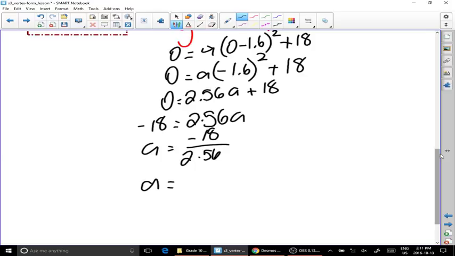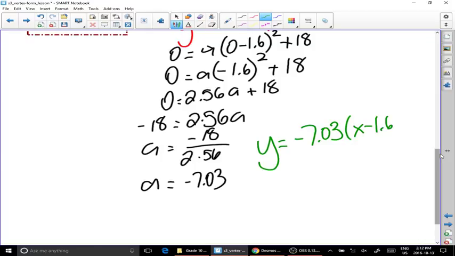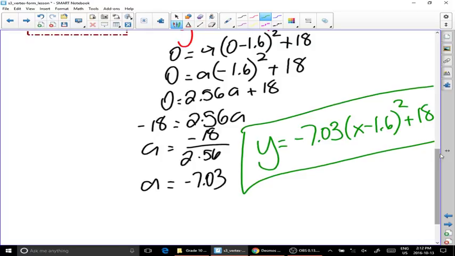So, if we divide 18 by 2.56, we get, if I round to 2 decimal places, negative 7.03. So what that tells us is the equation is y equals negative 7.03 times x minus 1.6 squared plus 18. That's the equation that models the kick of the ball over time. But that's only part A. We still have to answer part B.